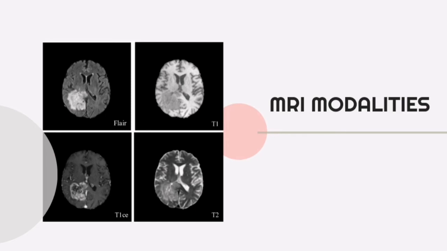All images were acquired with different clinical protocols and various scanners from 19 institutions. For each image, there are 4 labels: 0 for background, 1 for non-enhancing tumor core, 2 for peritumoral edema, and 4 for enhancing tumor. In the next video, I'll show you how to load and manipulate this data.